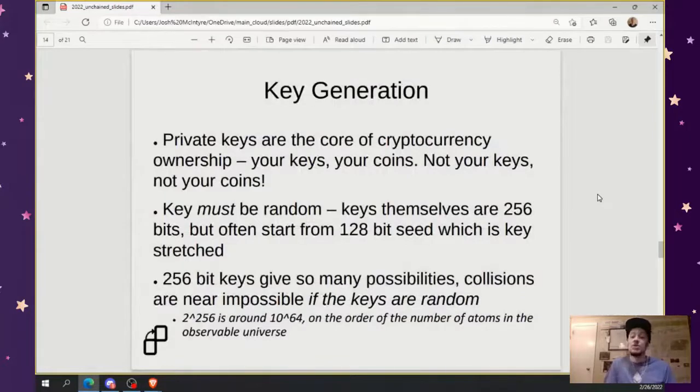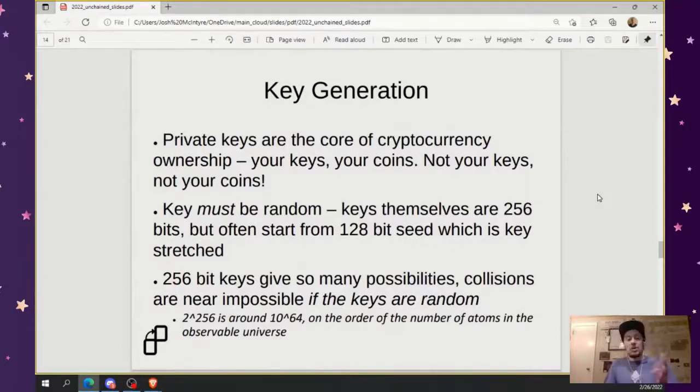Again, key generation is the first, I think, obvious use case. Private keys are the core of our crypto ownership. Your keys, your coins. Not your keys, not your coins, as we often say. And it's critically important that these keys are random. Keys themselves, for pretty much every major cryptocurrency that I know of, are 256 bits. So your Ethereum address, your Bitcoin address, your Litecoin address are backed by a private key that is 256 bits of random data.